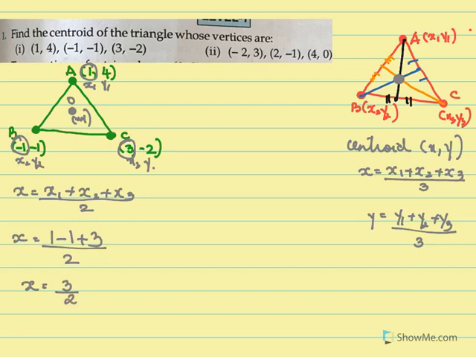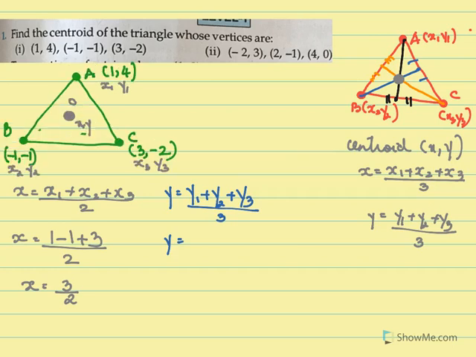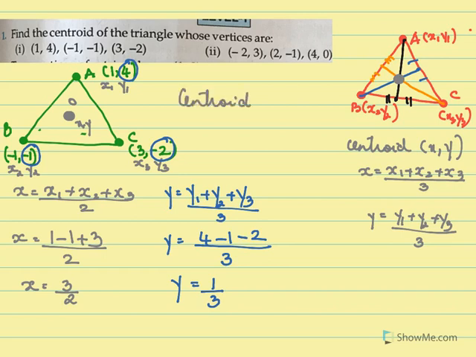Now we need to find that of y. And we know the formula of y is y1 plus y2 plus y3 divided by 3. And your y here: y1 is 4, y2 is minus 1 and y3 is minus 3. So 4 minus 1 minus 2 over 3. So y equals 1 by 3. So that is the coordinates of your centroid, the meeting point of the 3 medians: 3 by 2, 1 by 3.